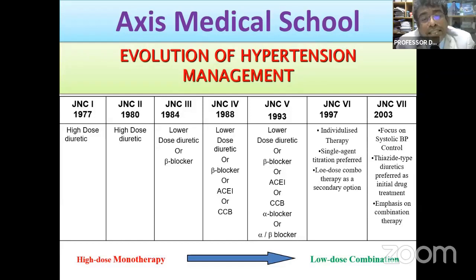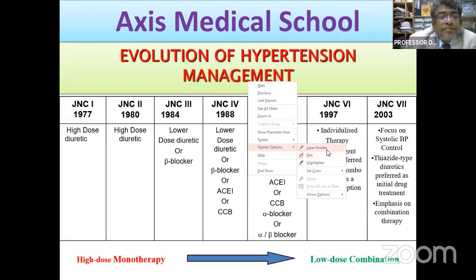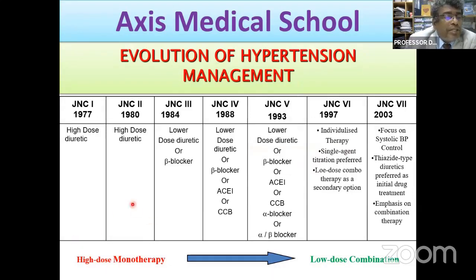But JNC 7 in 2003 focused on systolic blood pressure control. That is also important, because if we don't control the systolic blood pressure, the patient has an increased risk of brain stroke. Thiazide type diuretics were preferred as initial drug treatment. At that time, thiazide diuretics were recommended as first line drug. But nowadays thiazide diuretics, calcium channel blockers, ACE inhibitors and ARBs, these four groups are the first line antihypertensives, with emphasis on combination therapy. Low dose combination therapy is now recommended to avoid complications and adverse effects. So the recommendation changed from high dose monotherapy to low dose combination. The recommendation changes over time.